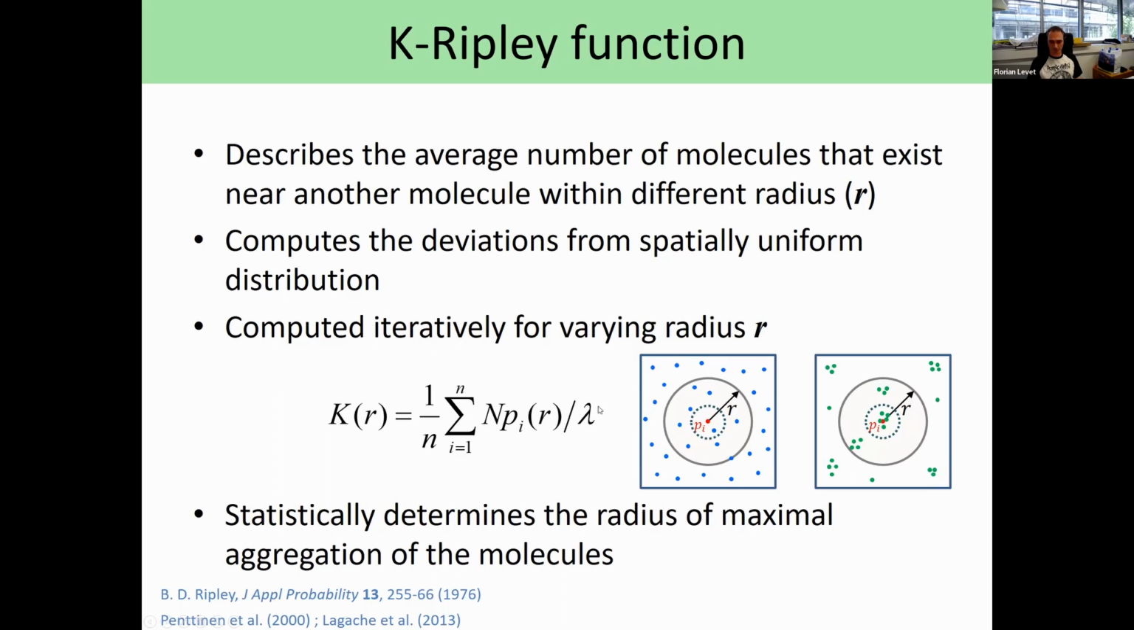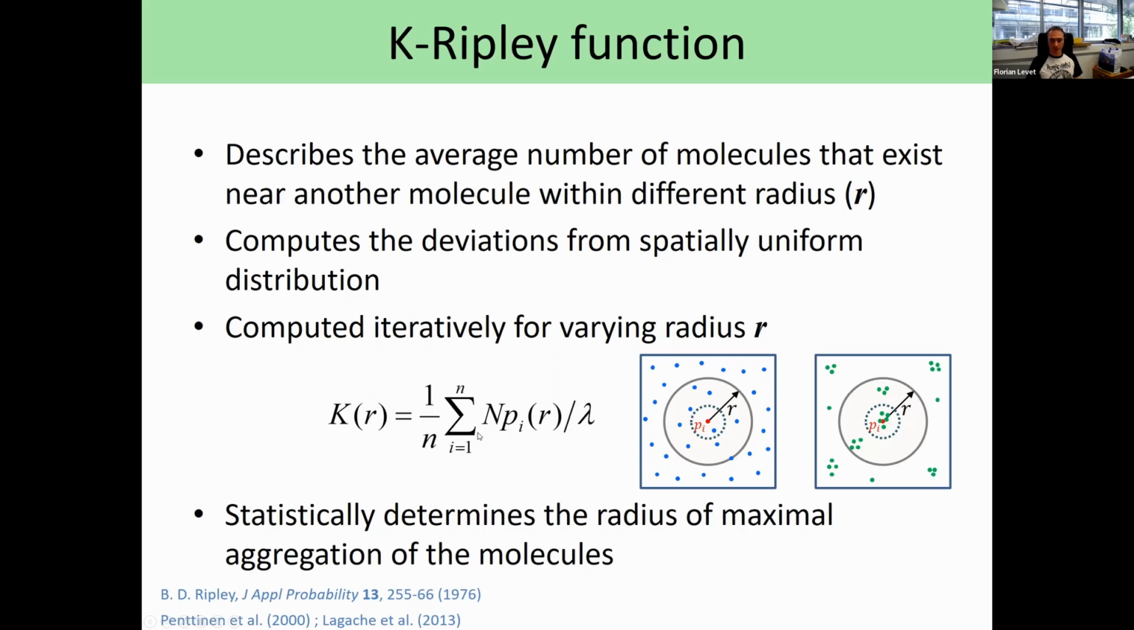So the K function is this mathematical equation. It's very easy. In the end, it is just computing the number of neighboring localizations in a radius R. Here you divide by the average density, and then you do the sum of all, and you divide by the number of molecules. So it's really just trying to compute the deviation from a spatially uniform distribution.